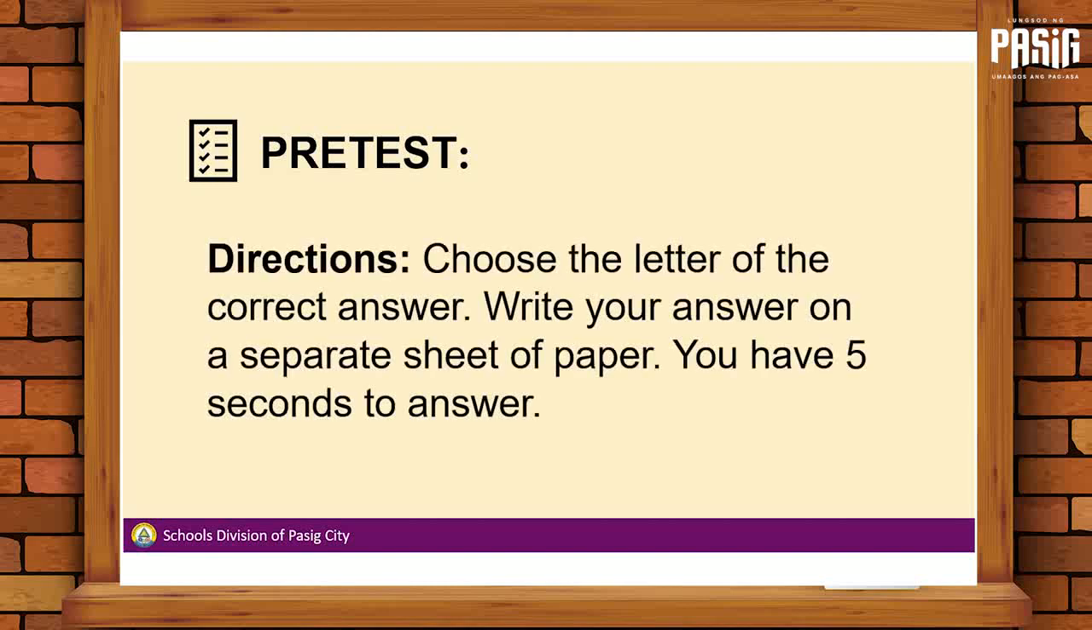Before we start with the lesson, let's have the pre-test. With this activity, we'll try to measure your prior knowledge regarding the lesson. So this is what you're going to do. Choose the letter of the correct answer. Write your answer on a separate sheet of paper. You have 5 seconds to answer.